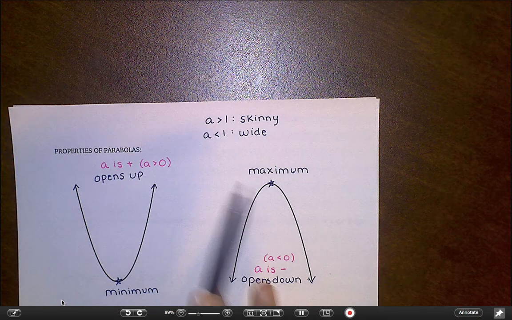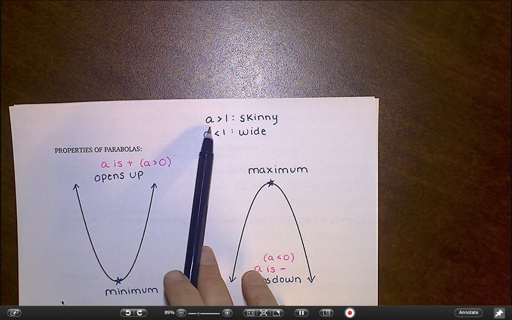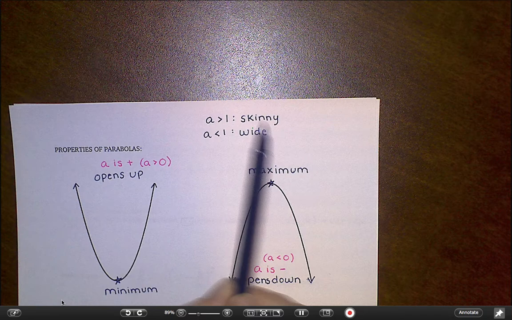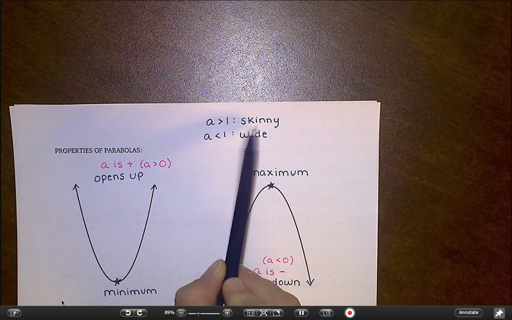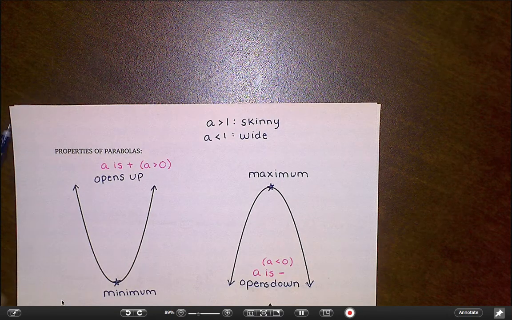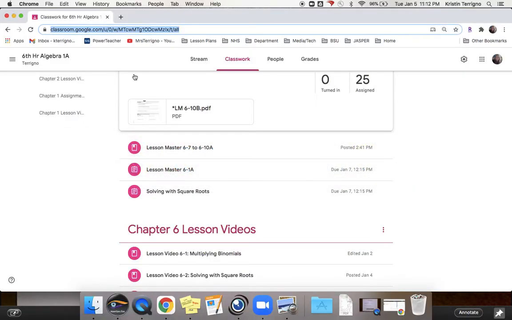I'm being a little lazy with my notation here. I should really point this out, because yes, if it's greater than 1, it's going to be skinny. But if I were to do something like make it a -3, let's pull that back up. Where'd my Desmos go?